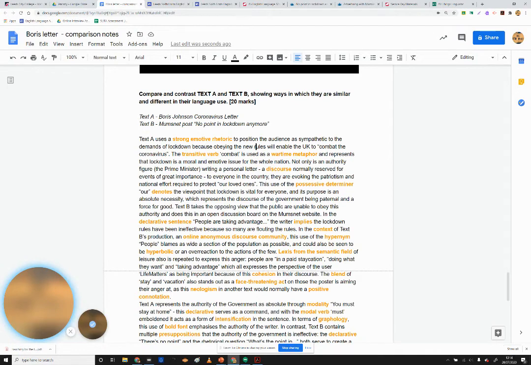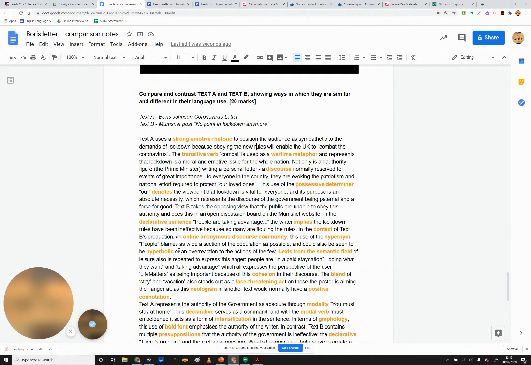So what we'll do now is look at a typical answer you could write in 20 minutes. This is comparing and contrasting text A and text B, which we've done, looking at how they are similar and different in their language use. Okay, so firstly, we'll talk about what time we should spend on it. It's a 20-mark question, so roughly 20 to 23 or 24 minutes. You've read both texts, and we know that text A is the letter from the government and text B is the Mumsnet post.